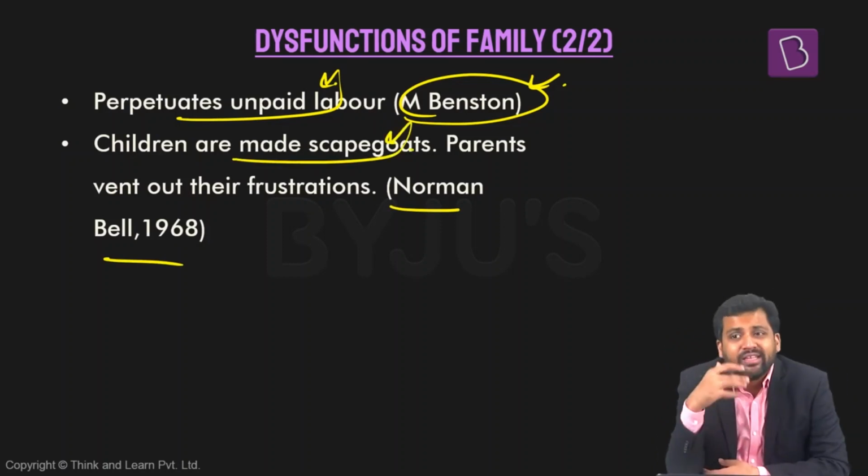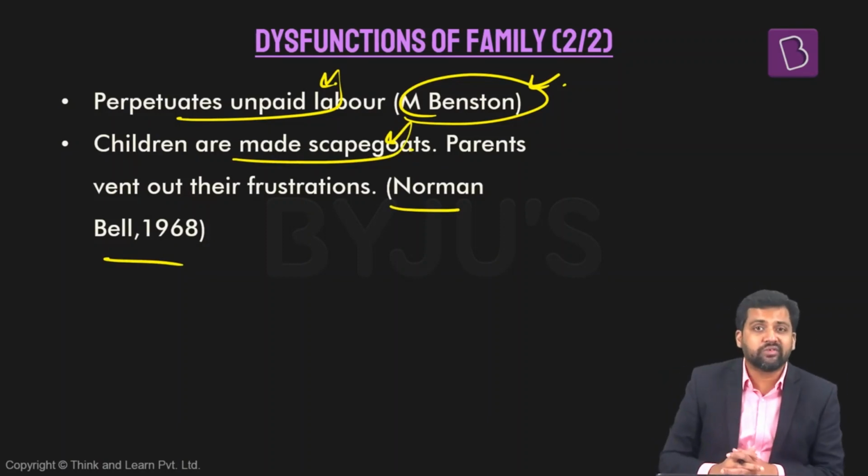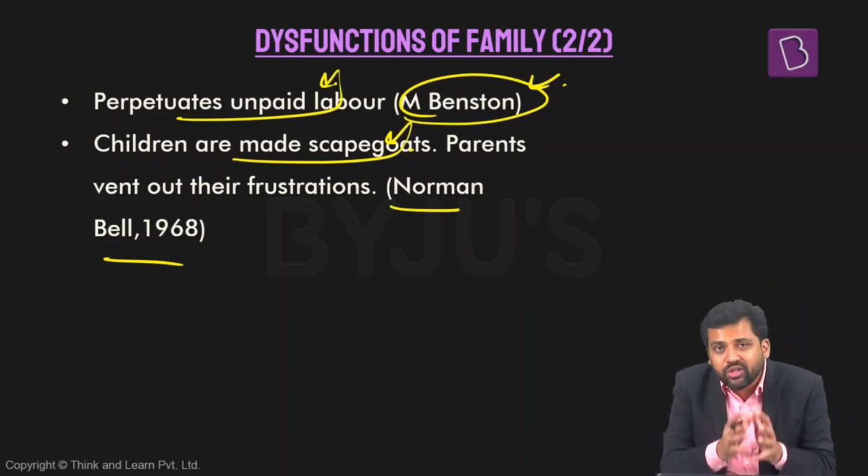Norman Bell will say that many times the institution of family has a deeper impact on the children. Children have been scapegoats for the parents. The parents might be frustrated. They might have had some ambitions. They could not achieve them, and they're frustrated because of that. And they're taking out their frustration on the younger ones.